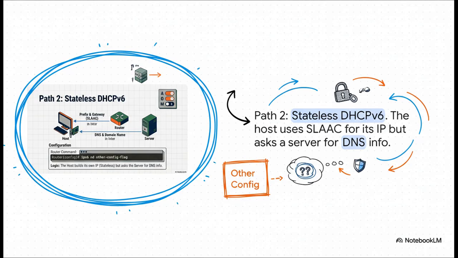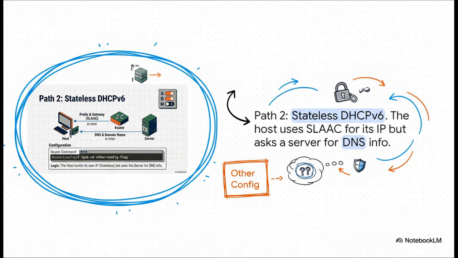All right, on to path number 2. This one is a really cool hybrid approach. This happens when both the A and the O flags are on. So the host still builds its own IP address using SLAAC, just like we saw before. But that O, or other config flag, tells it, hey, you're not done yet. You still need some other info, so go find a DHCPv6 server and ask it for things like your DNS server addresses. The server provides the other info, but it doesn't assign or track the IP, which is why it's still called stateless.